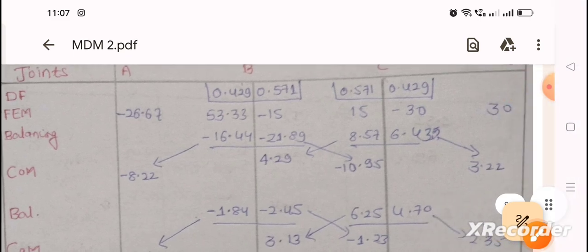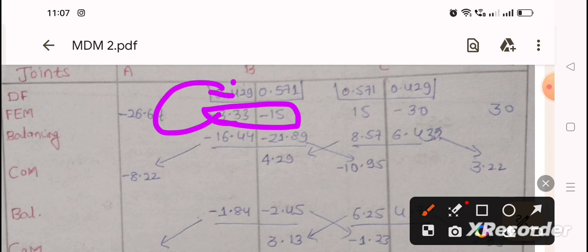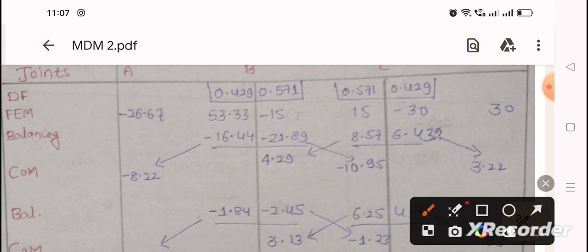Next, for balancing, how are we going to perform? First, the addition of these two values. Whatever value you are getting should be multiplied with this distribution factor. If you are getting a plus value, write it as negative. If you are getting a negative value, you have to substitute a plus value. I think everyone is okay with this one. Next one is the carry over. From the B support, the A support, is the far end fixed? Definitely it is fixed, as per my diagram.